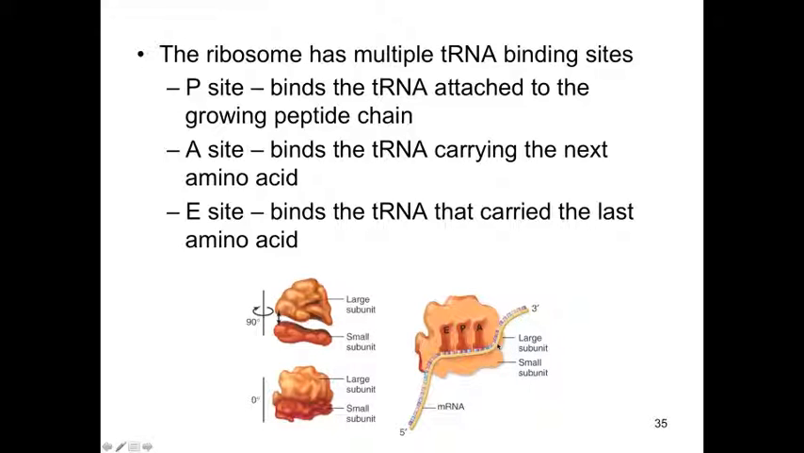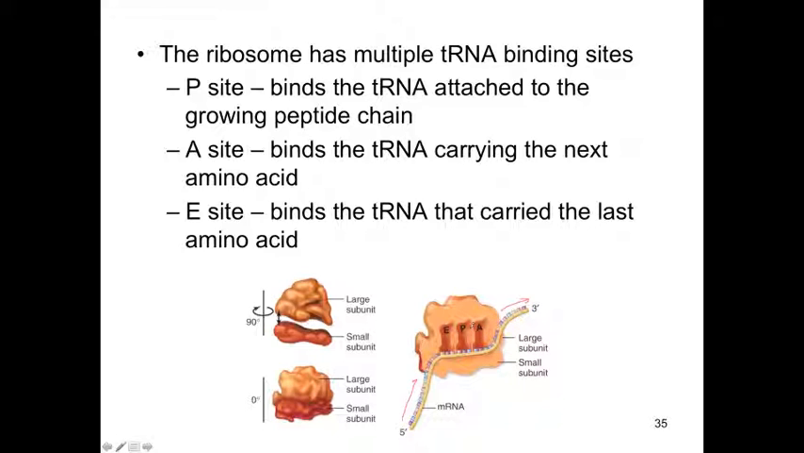And then the E site binds the tRNA that carried the last amino acid. So as the ribosome moves along the messenger RNA molecule from the 5' to the 3' end, because ribosomes are a little bit different, they move beginning here at the 5' GTP cap. They move along the messenger RNA in this direction.